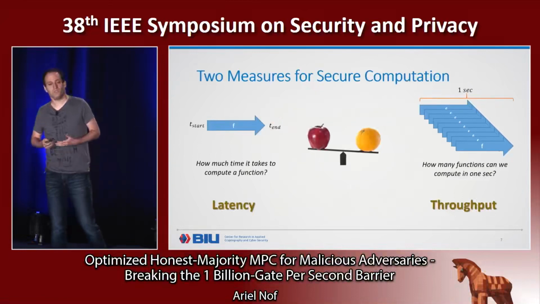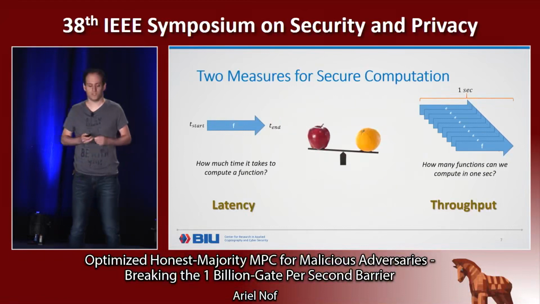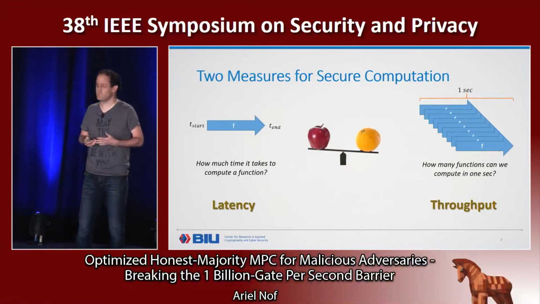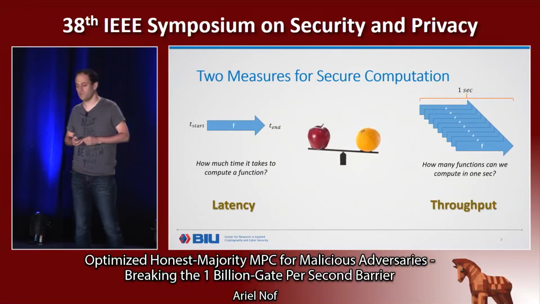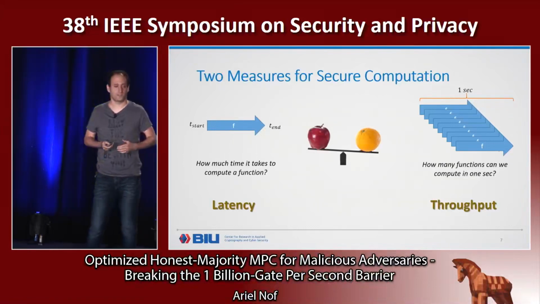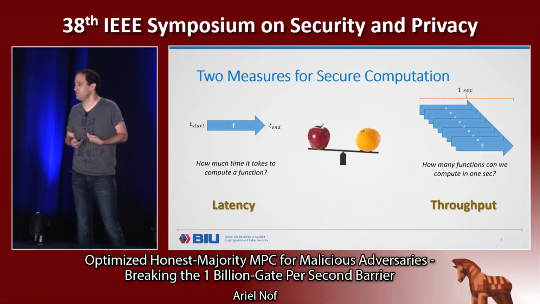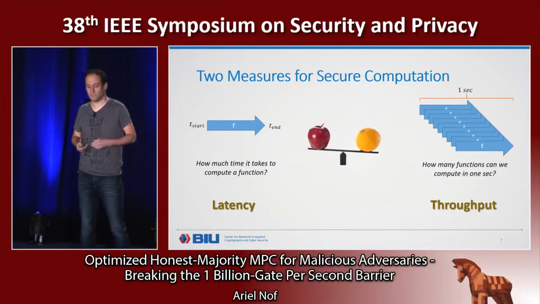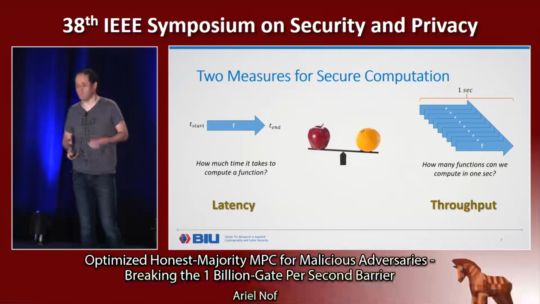Okay, now when we measure the performance of protocols, there are two main ways to do that. The first way is to measure how much time it takes to compute a single function. This is what we call the latency of a protocol. On the other hand, we could measure how many functions we can compute in, let's say, 1 second. This is what we call the throughput. Now, these are not just two ways to measure performance, but actually two different goals that are translated into different approaches of how to design a protocol.